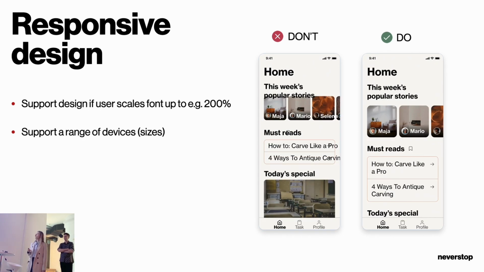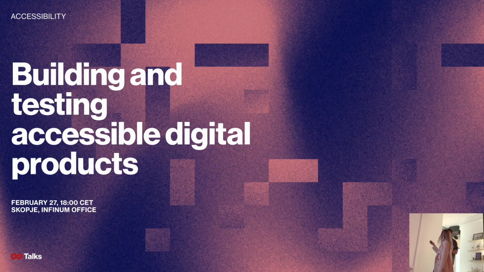I will finish off with responsive design. You need to make sure to test your design on a range of devices, starting with the smallest one, but also support what happens if a user increases their font size to 200%. So what happens to content? Does it get lost, locked? You need to align with developers on this, on how your visual elements need to scale so that everything is actually accessible. And yeah, that's it from the design part.